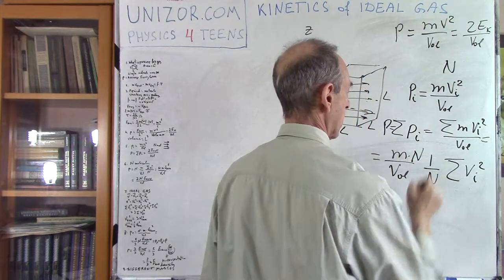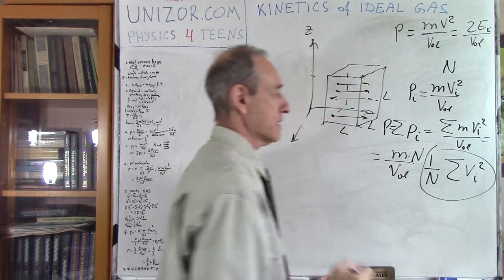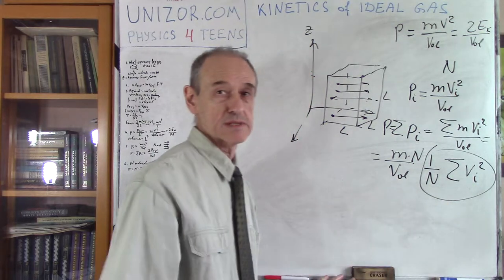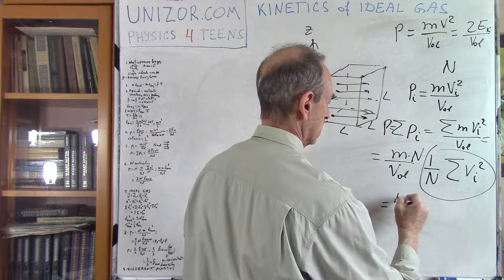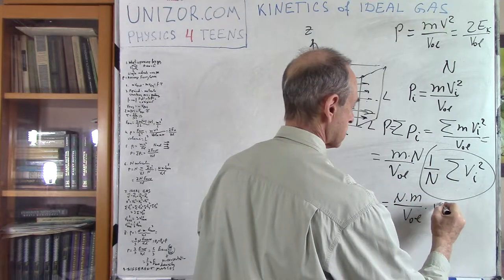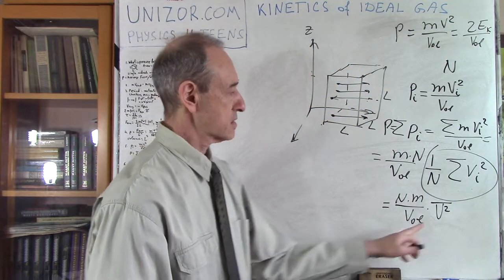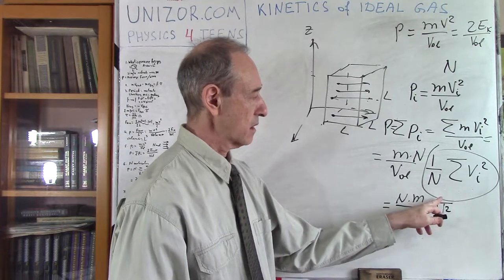And multiply by n. N is the number of molecules. Now, what is this? This is the average of the square of the speed. So this is, therefore, n times m divided by volume and times the average speed square, average. So the square of the speed, averaged.